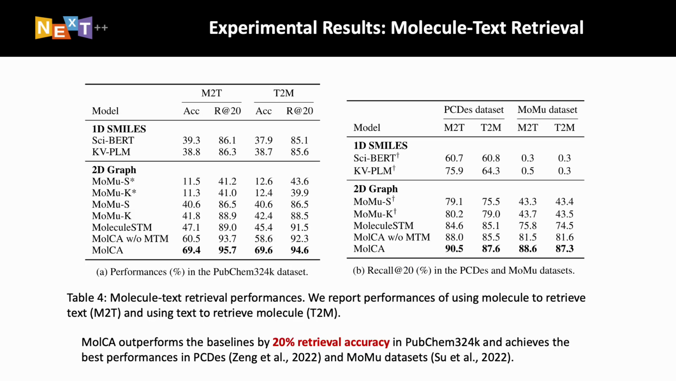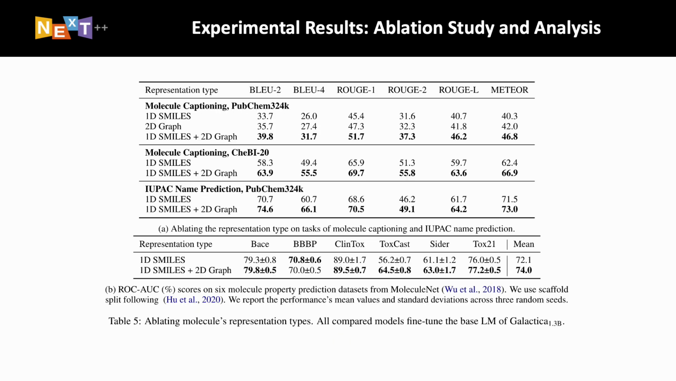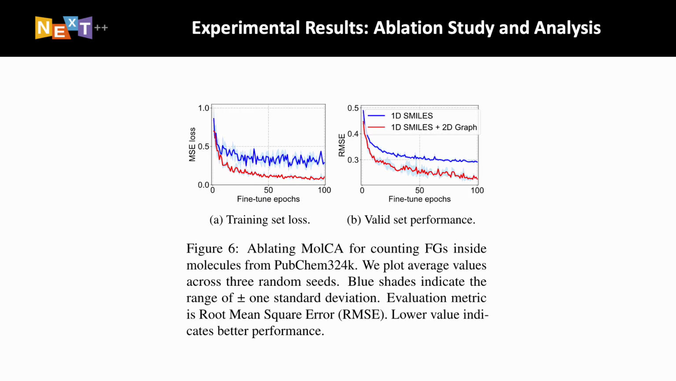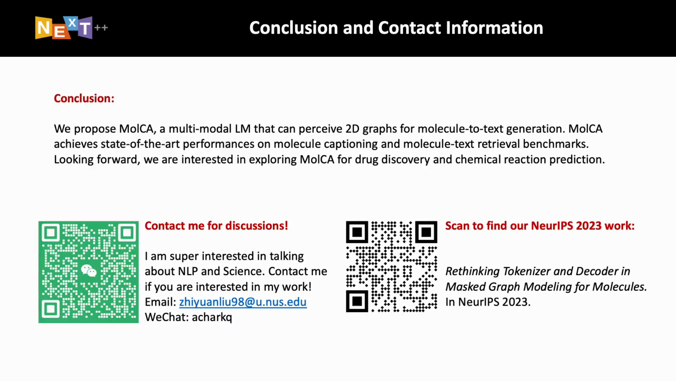For molecule text retrieval, MolCA outperforms the baselines by 20% retrieval accuracy in PubChem324K and achieves the best performances in PCDes and MoMu datasets. In the ablation study, we show that using 2D graphs is important for MolCA's performances on tasks of molecule captioning, IUPAC name prediction, and molecule classification. Our analysis shows that perceiving 2D graphs can help the language model to count the functional groups inside the molecules.